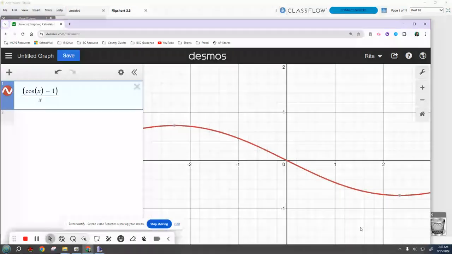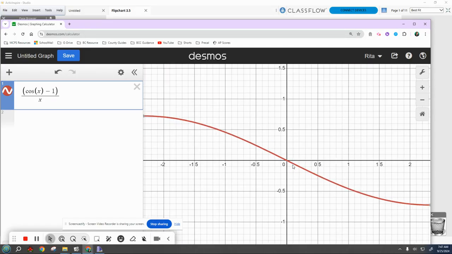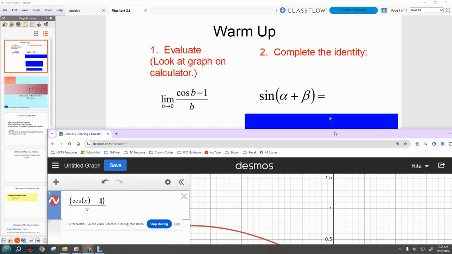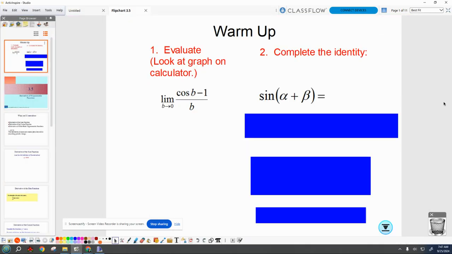What's it look like? Cosine x minus 1 over x, as I asked you, the limit as x approaches 0. What does it look like is happening? Right at 0, it's undefined, but what does it look like the limit is approaching? 0. Okay. That's all I wanted you to get out of that.